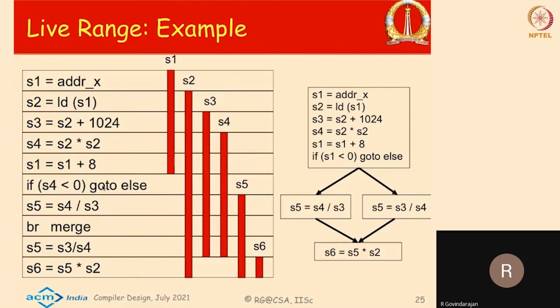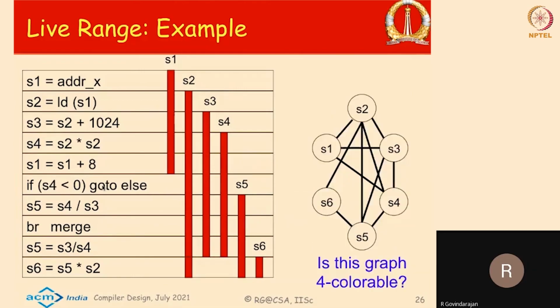Okay, these are the live ranges. At a later point in time, you can go back and verify whether this is indeed correct or not, right? But I presume this would be. Okay, now given these live ranges, let's ask the question, what is the interference graph? The interference graph is what is shown on the right-hand side.